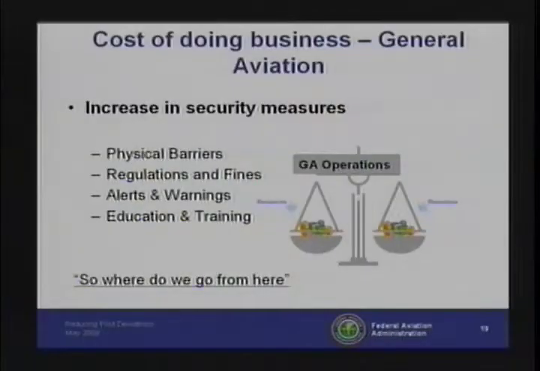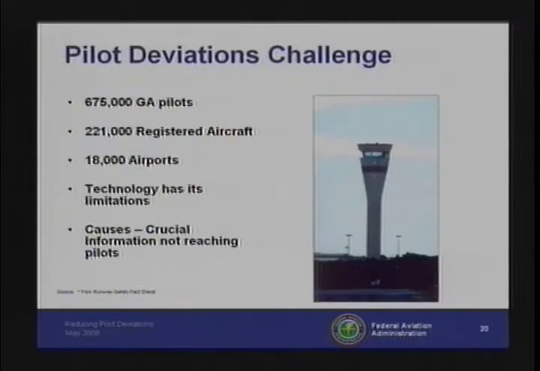Just going back to that first slide, physical barriers in airspace cannot be placed there, obviously. Regulations and fines have limited effectiveness, so now we're taking that a step further. We've got alerts and warnings. We've got the surface warning system already in place. However, education and training is where most of the effective outreach is going to take place. This is the scope of our challenge: 675,000 GA pilots, 221,000 registered aircraft, 18,000 airports. I did actually take this slide from the Office of Runway Safety and Flight Standards, and it has a particular application to airspace deviations as well, because crucial information is not reaching the pilots.